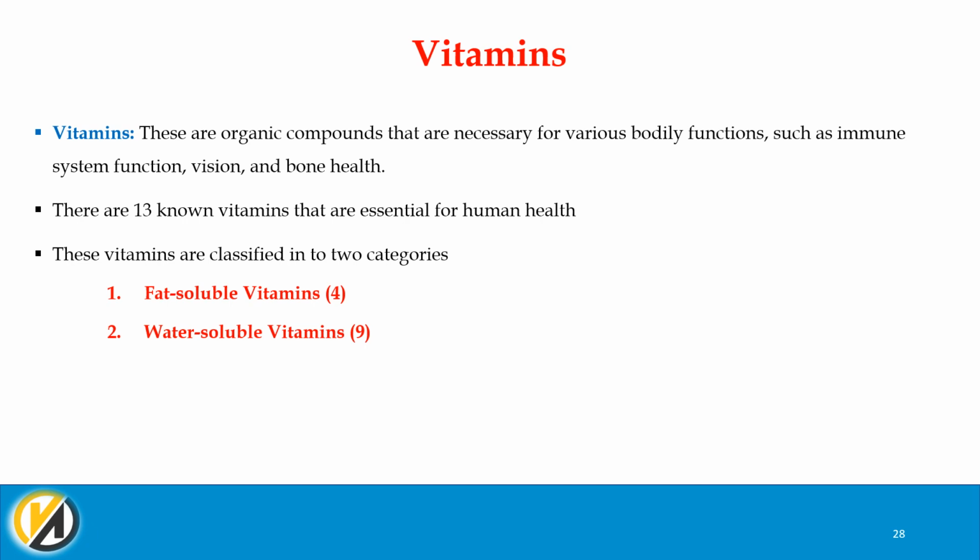Vitamins are organic compounds that are necessary for various body functions such as immune system function, vision, and bone health. There are about 13 known vitamins that are essential for human health. These vitamins are further classified into two categories: fat-soluble vitamins and water-soluble vitamins. There are 4 fat-soluble vitamins and 9 water-soluble vitamins, a total of 13 vitamins.